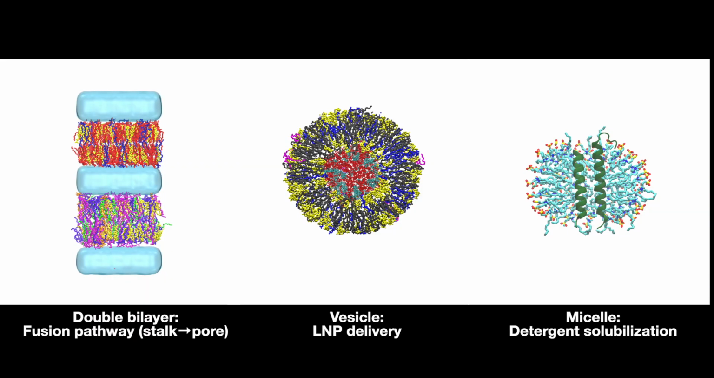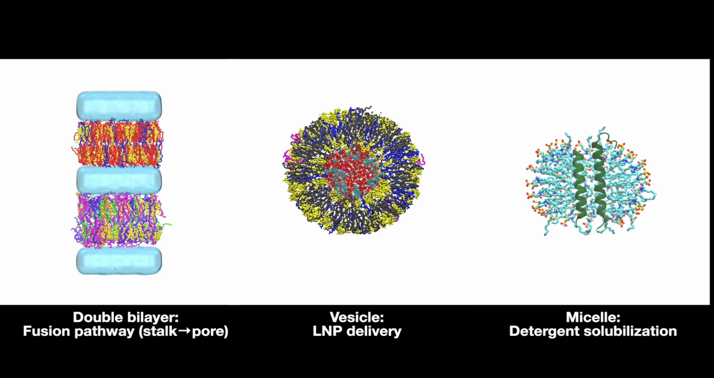We introduce 5 representative membrane builder models, each serving a distinct purpose. Double bilayers model fusion pathways, focusing on the rate and barrier from stalk to pore formation. Vesicles are used in LNP delivery, supporting encapsulation, stability, and release.